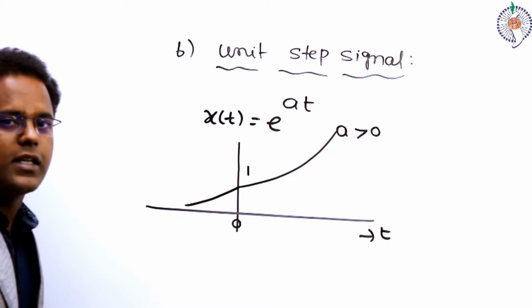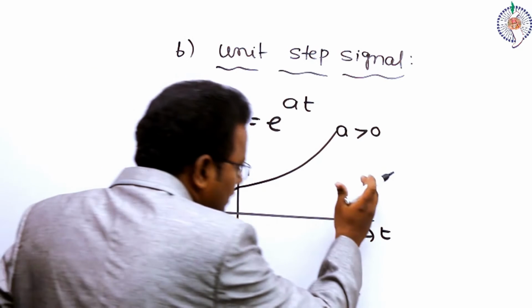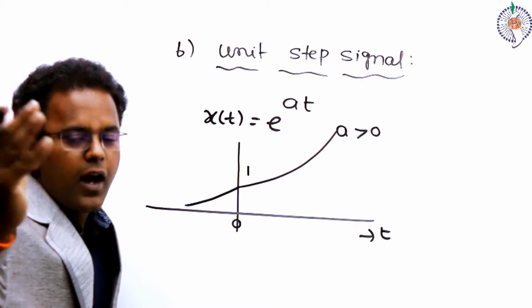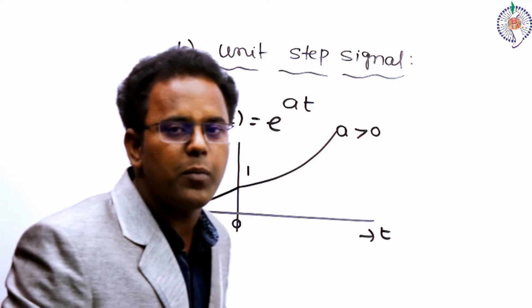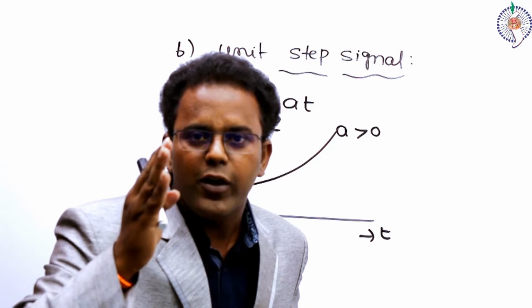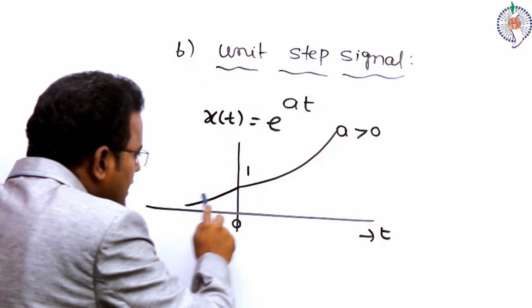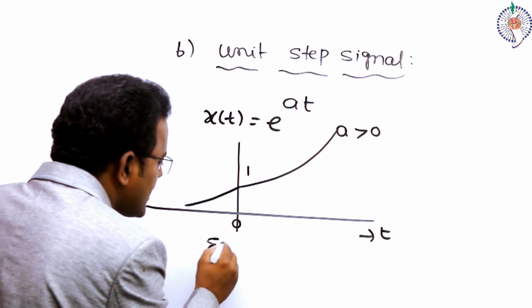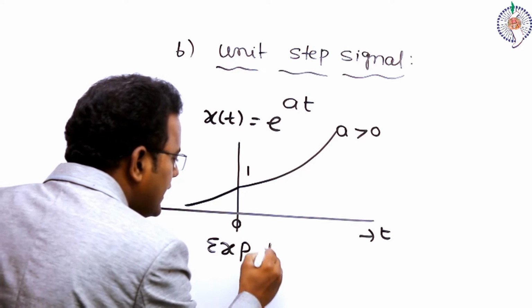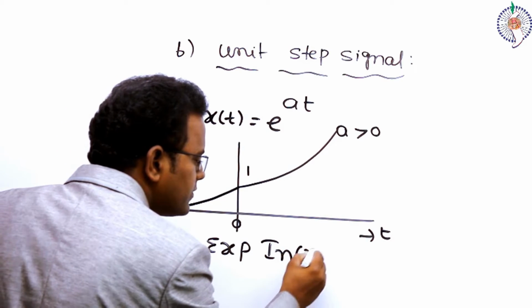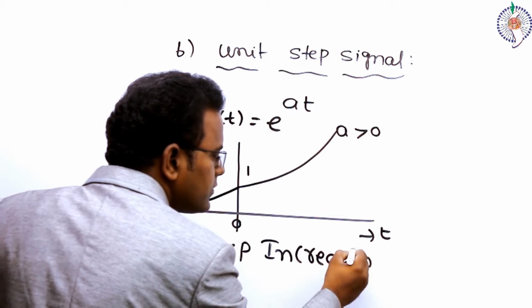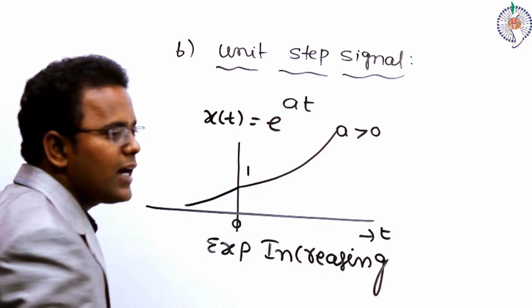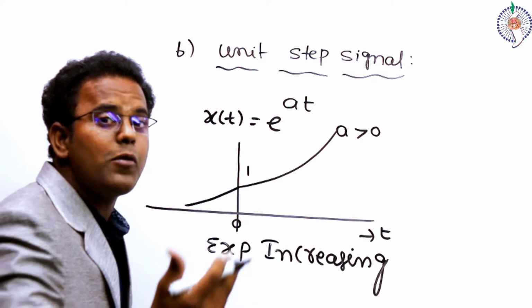So if you see the signal overall from left to right, because we are moving from past, present, future, always in our subject signals are moving from left to right. So if you are moving from left to right, it is exponentially increasing. So we can also call this an exponentially increasing function, where this a is also called the rate or time constant.